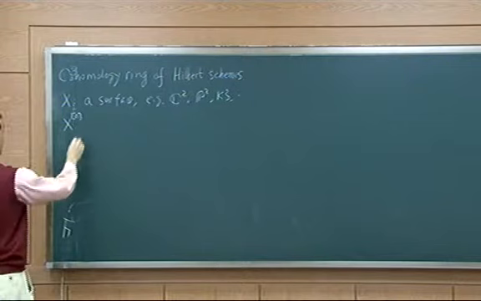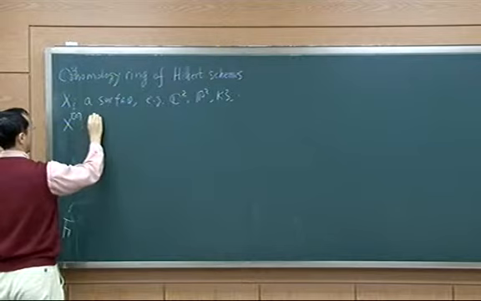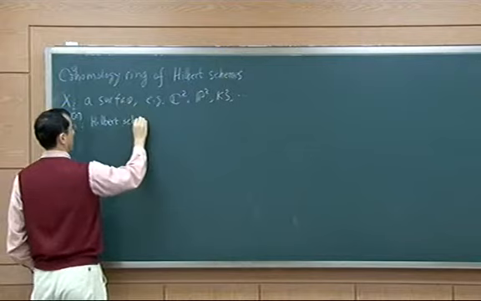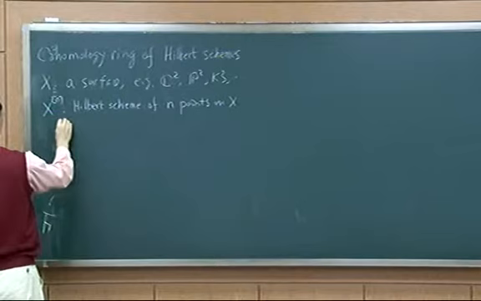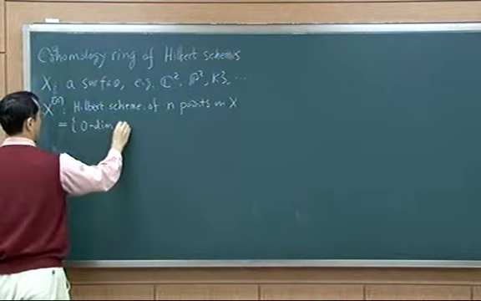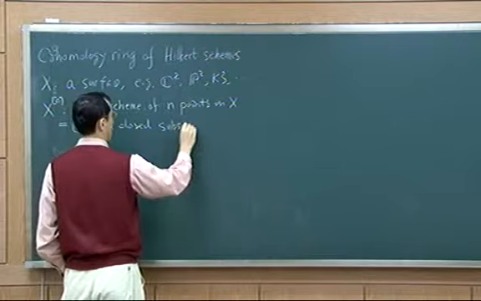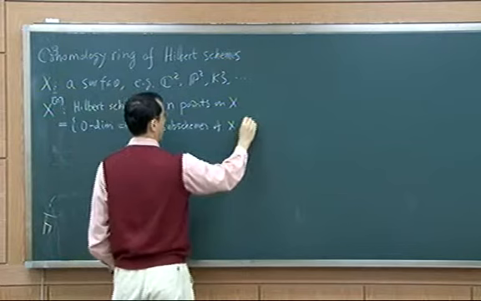So this stands for the Hilbert scheme. That's much easier. This is a Hilbert scheme of n points on X. So this has two expressions. One is a zero-dimensional closed subscheme of X of length n.